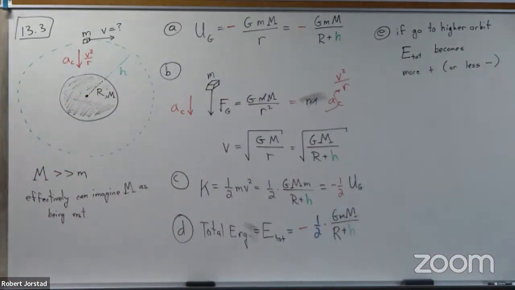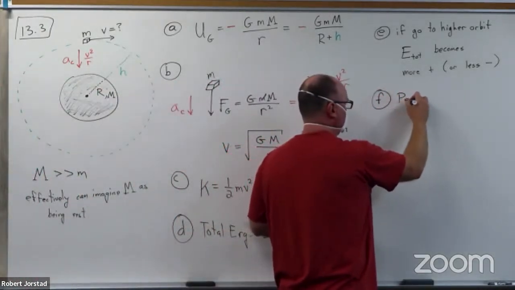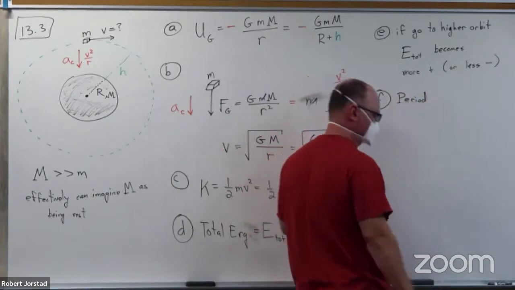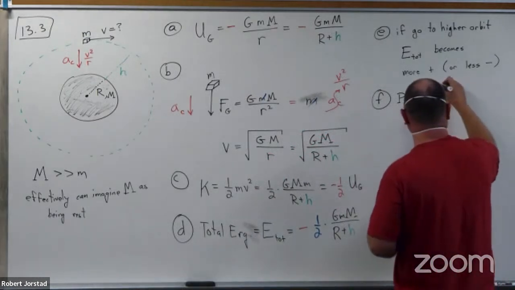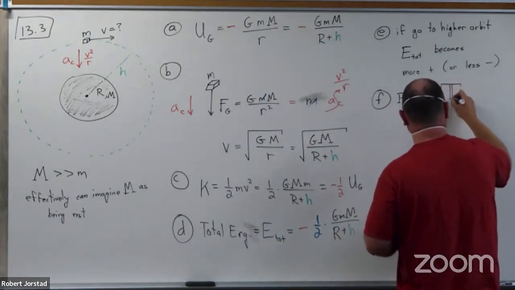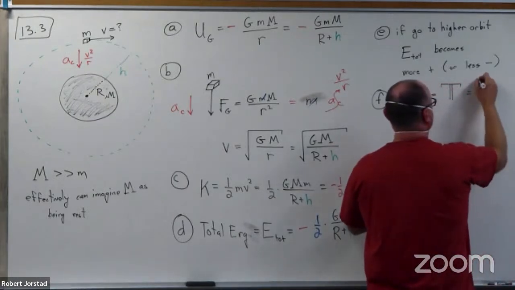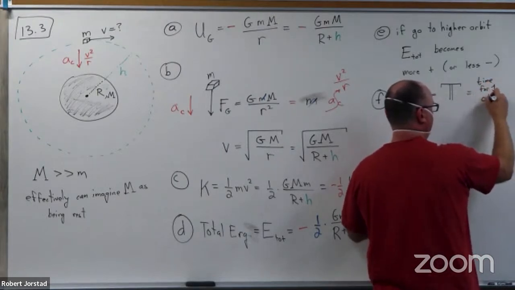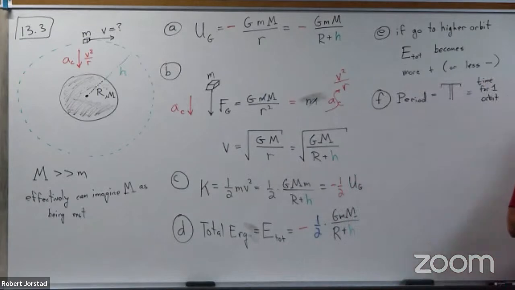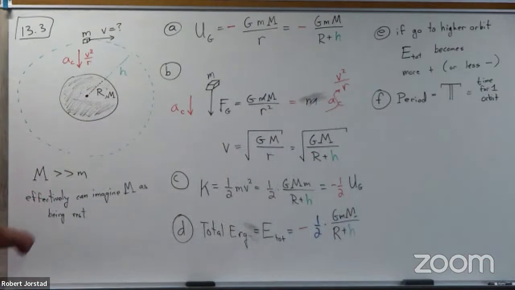Period. I want the period of this orbit. Does anybody know anything about period? What was the symbol we used for period a few weeks ago? T. And I used that weird double stripe T. That was the period. What does it mean? Period means what? Time for one revolution. Now in this case, I'm going to call it a revolution and orbit. So the period is the time to get around once.